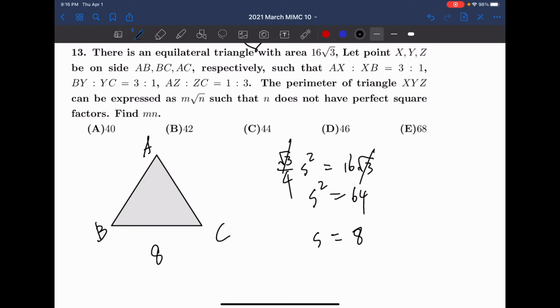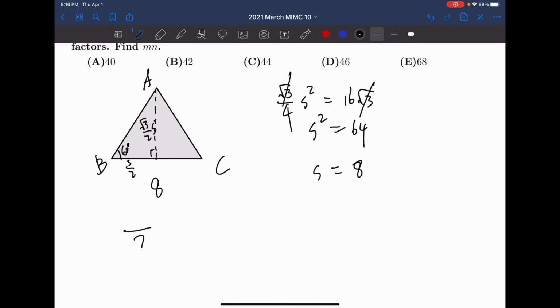This formula actually can be derived with 30, 60, 90 right triangles, because this will be 60 degrees, and if you set this as half s, that would be root 3 over 2 s, and the area would be s over 2 times root 3 over 2 s over 2, which is this formula.